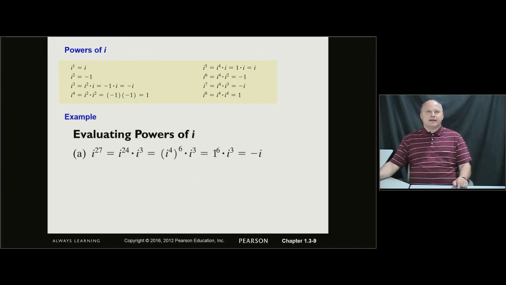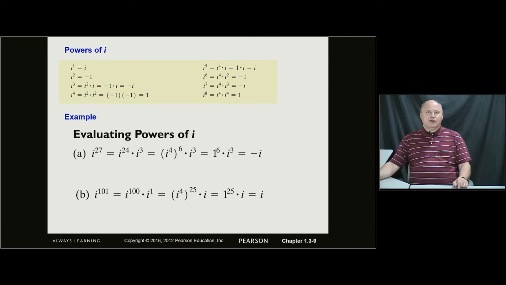All right, so let's look at an example of this. Let's look at I to the 27th. Now, I to the 27th is the same thing as I to the 24th times I to the 3rd, of course. 24 plus 3 is 27. Now you're like, well, why did they choose 24? Well, 24 is a multiple of 4. So we know I to the 4th is 1. So I to the 24th is I to the 4th to the 6th power. And we know that's 1 to the 6th. So it turns out to be I cubed, which is negative I. So I to the 27th is the same as negative I. So like I said, it just cycles over.